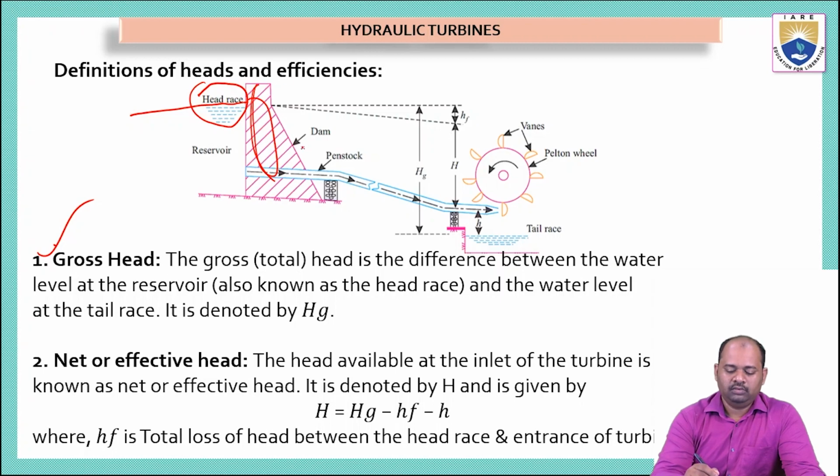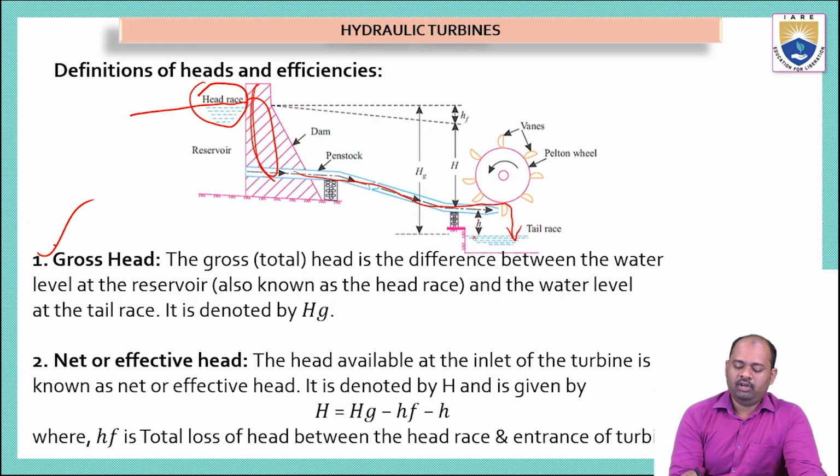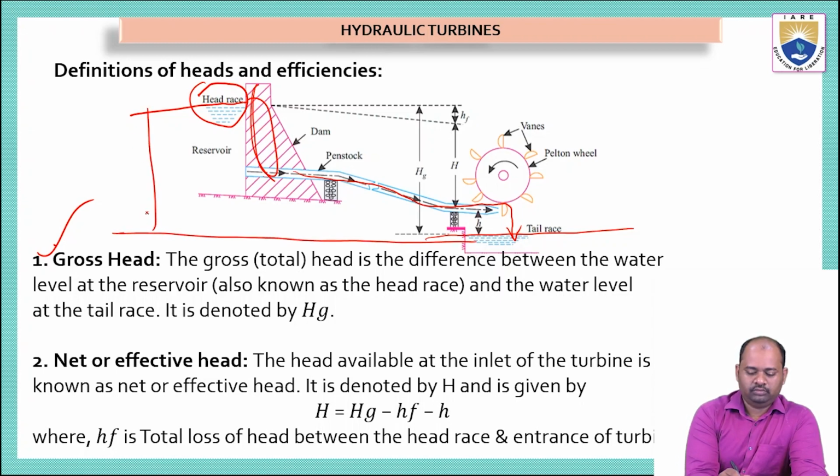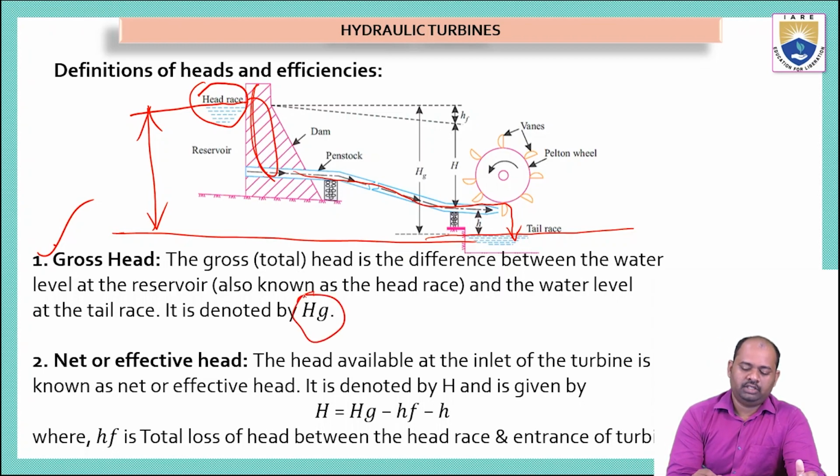Now, when the water is coming through this penstock, it will touch the turbine and it will fall here. After touching the turbine wheel, it has to be collected at some place. So the level of water in the tail race is this one. Now, the difference between these two, the height between the water level in the tail race and the water level in the head race that is behind the dam, this height is called as gross head. It is denoted by H suffix G. So this is the first head we have to study, and net or effective head, the second one.